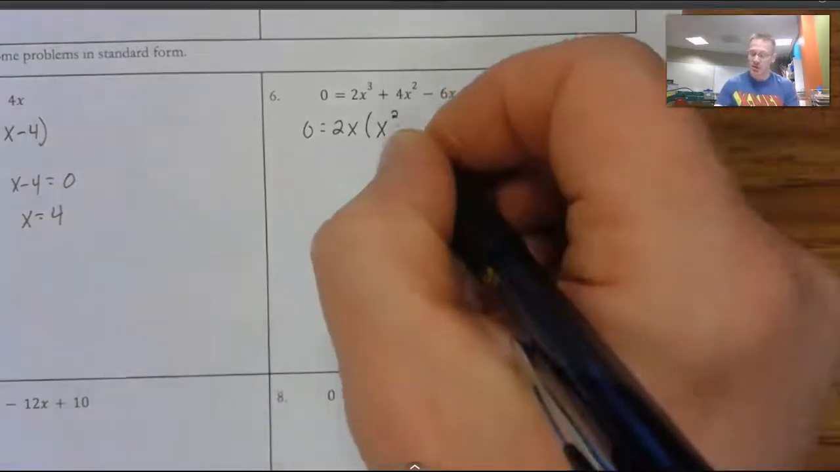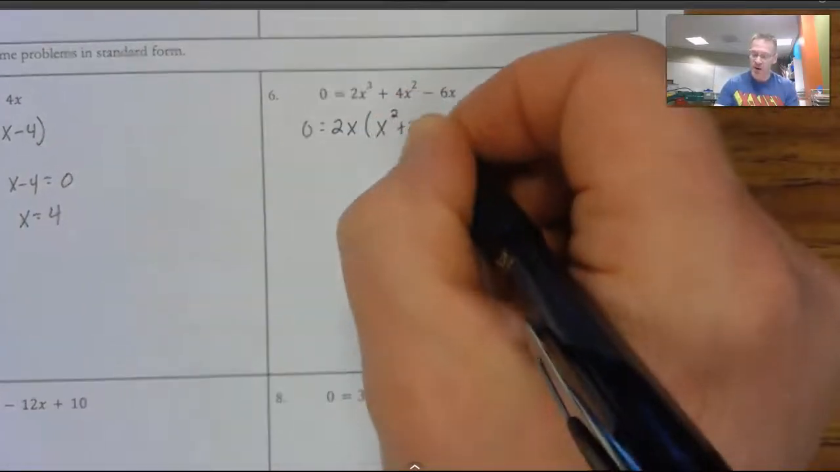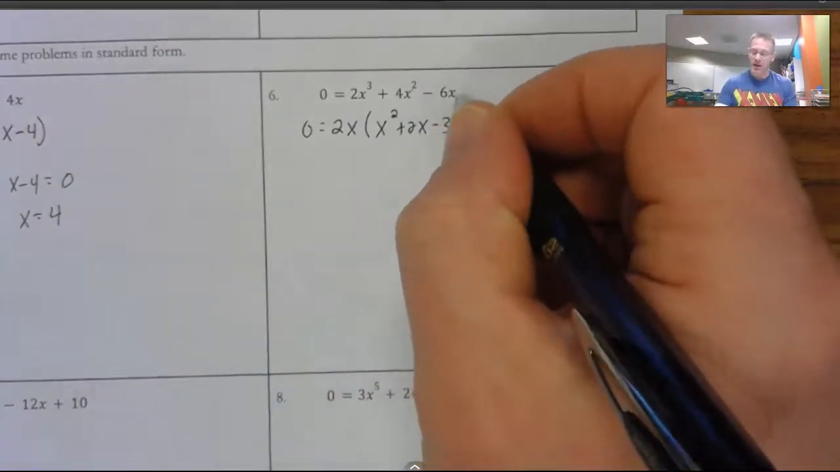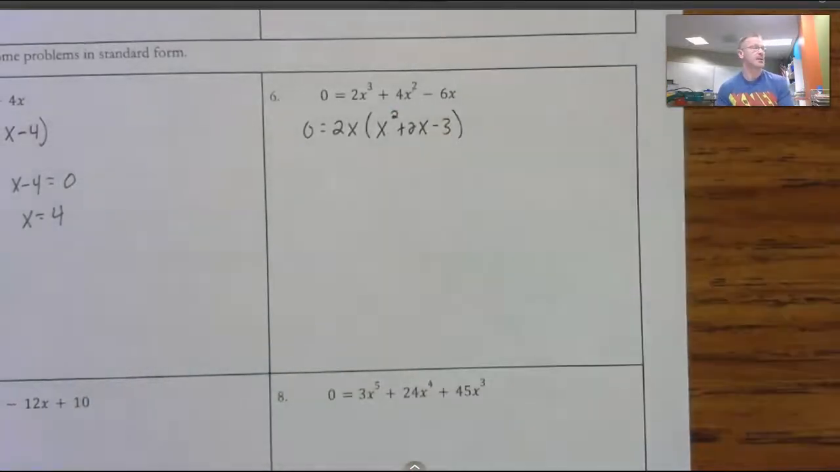4 divided by 2 is 2. I had 2 x's, I took out 1, I have 1 left. And then I have -6 divided by 2 is -3. I had 1x, I took out 1x, I have none left. So now here's what you have to do.